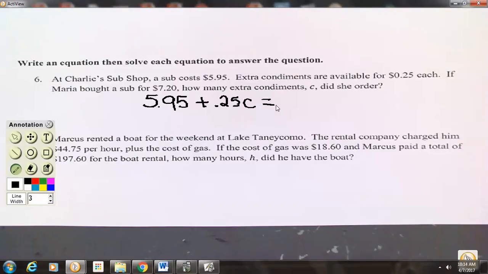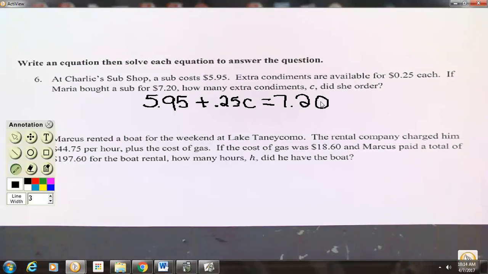Equals, what was her total cost? We're assuming that's pre-tax, right? Or taxes included in that. So you guys should be able to solve this equation and figure out the price of each condiment, correct? Or how many condiments, we know the price. Figure out how many she ordered.